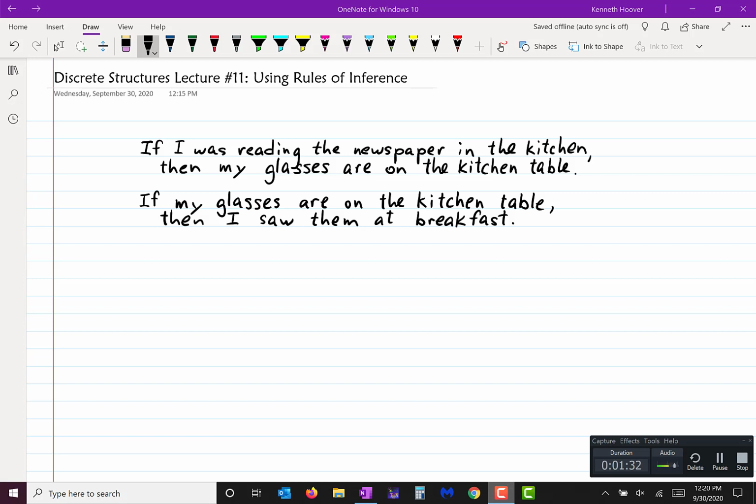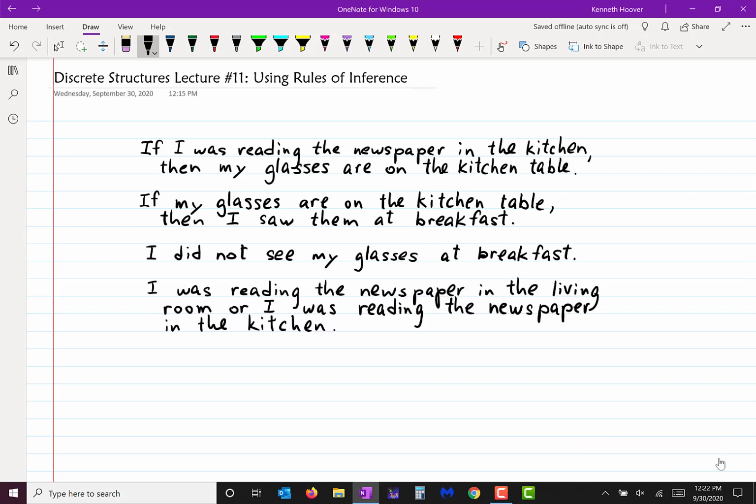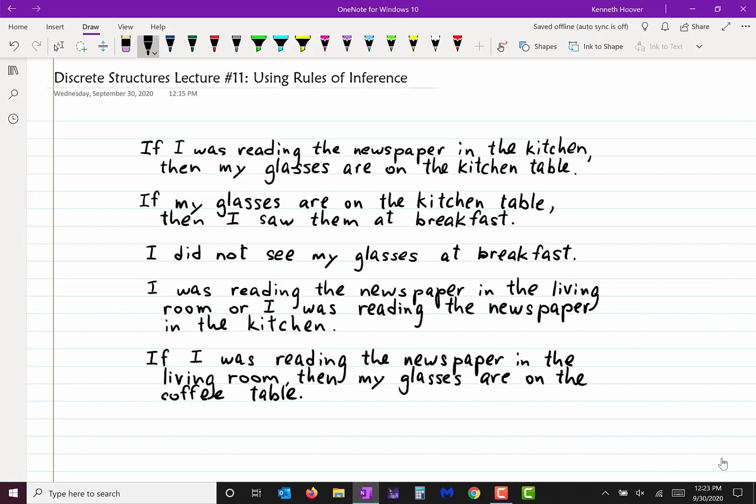Number 2, if my glasses are on the kitchen table, then I saw them at breakfast. Number 3, I did not see my glasses at breakfast. Number 4, I was reading the newspaper in the living room, or I was reading the newspaper in the kitchen. And finally, number 5, if I was reading the newspaper in the living room, then my glasses are on the coffee table. Okay, so you have these 5 facts that you know, that you can tell yourself. You know that these 5 things are true.